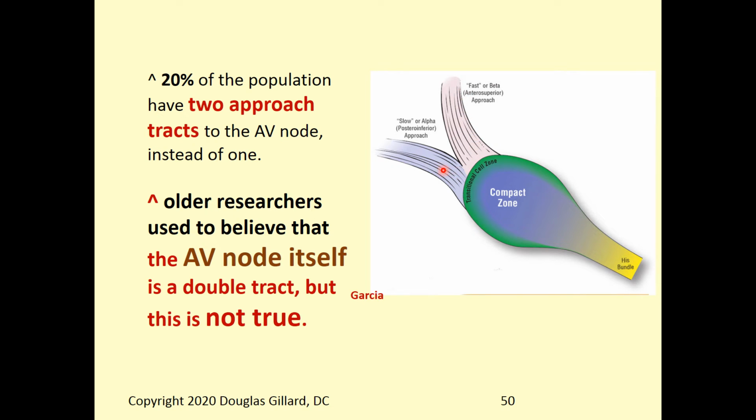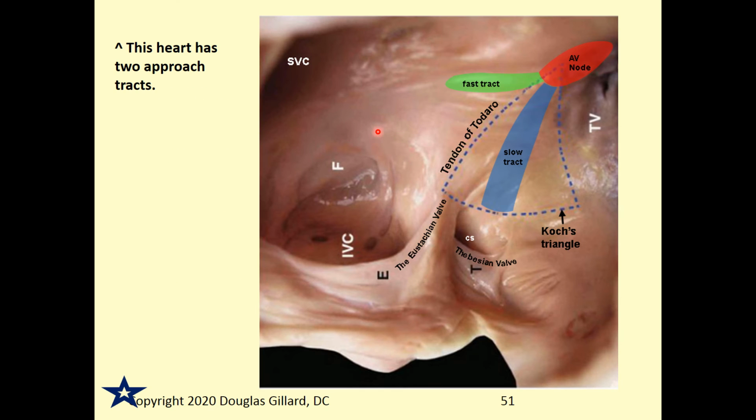Other people, 20%, have a second approach tract. It goes right down the triangle of Koch, or Cook, some people say. So that's where, remember I told you we had to learn the anatomy of that right atrium a little bit more so you understand where that path is. So let's take a look.